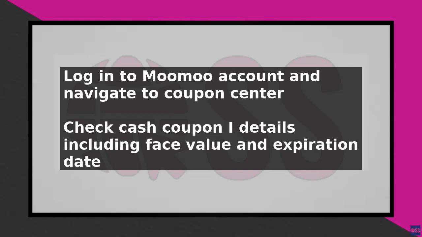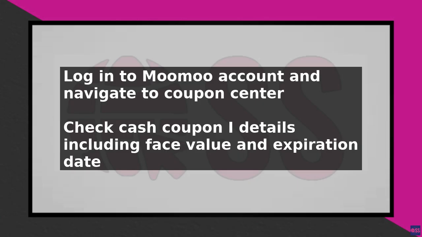Using Moomoo Cash Coupon I is a straightforward process that can help you save money on your trades. To get started, you need to have a Moomoo account and have received a cash coupon I. First, log into your Moomoo account and navigate to the Coupon Center. Here, you will see a list of all available coupons, including the cash coupon I.